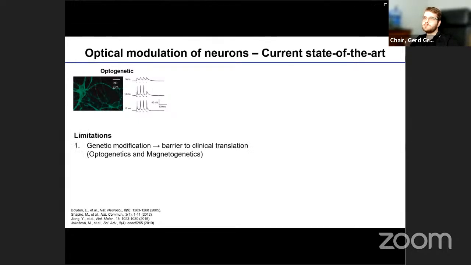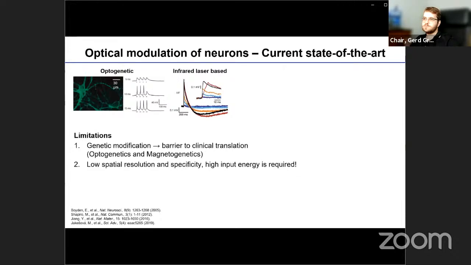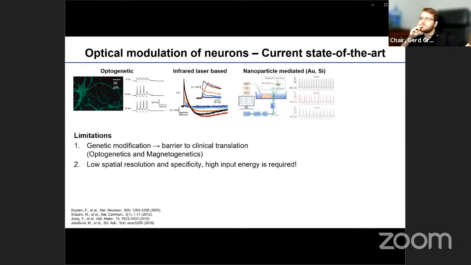The biggest drawback or challenge in this type of technique is the need for genetic modifications of the organism. The other techniques are basically infrared laser pulses that can alter the membrane capacitance, and I will speak about it in a couple more slides. Essentially, the barrier of this approach is the low spatial resolution and the high input energy that is needed.